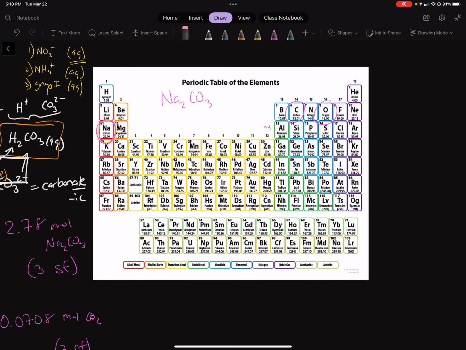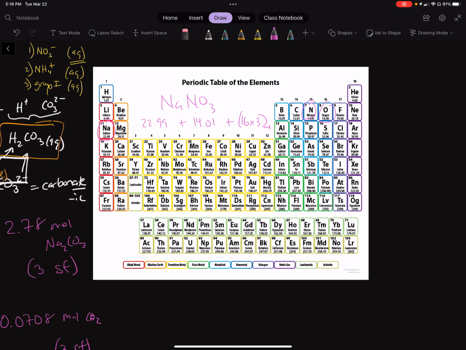And let me just erase what I have. So our formula is NaNO3, and sodium's 22.99, nitrogen is 14.01, and oxygen is 16. So we'll have 22.99 plus 14.01 plus the 16 times 3 for those 3 oxygens.